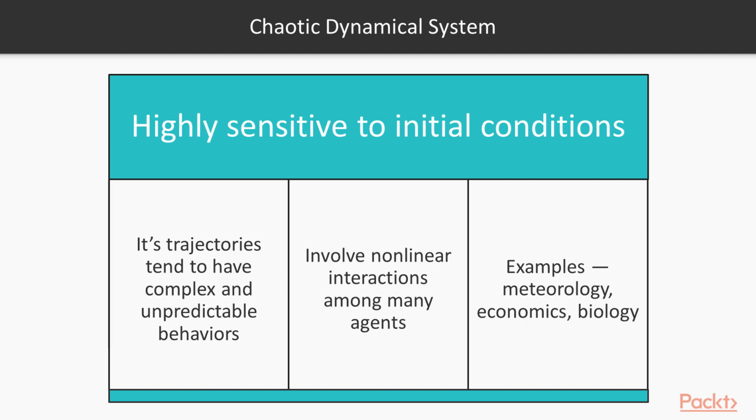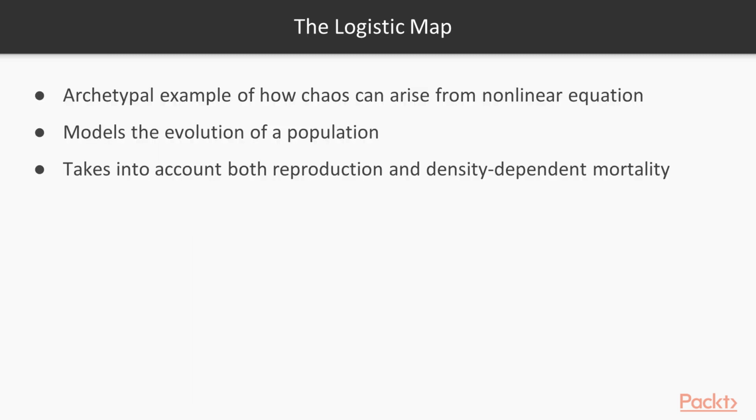Many real-world phenomena are chaotic, particularly those that involve nonlinear interactions among many agents, complex systems. Examples can be found in meteorology, economics, biology, and other disciplines. In this video, we will simulate a famous chaotic system, the Logistic Map. This is an archetypal example of how chaos can arise from a very simple nonlinear equation.